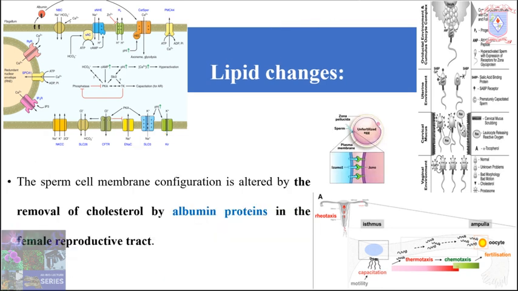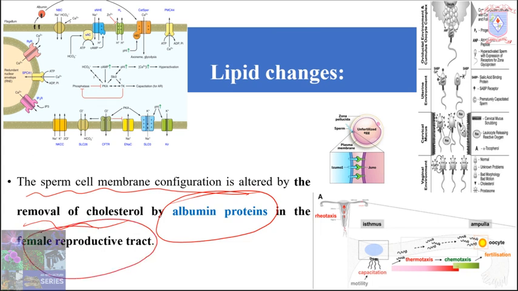So the sperm cell membrane configuration is altered by the removal of cholesterol by albumin proteins in the female reproductive tract. So who removes the cholesterol from the sperm? The albumin proteins in the female reproductive tract remove the cholesterol from the membrane of the sperm cell. Here you can see the albumin protein. Here you can see this is the plasma membrane of the sperm.